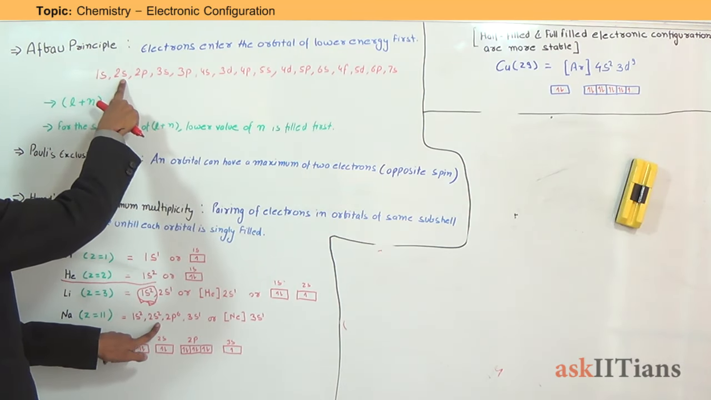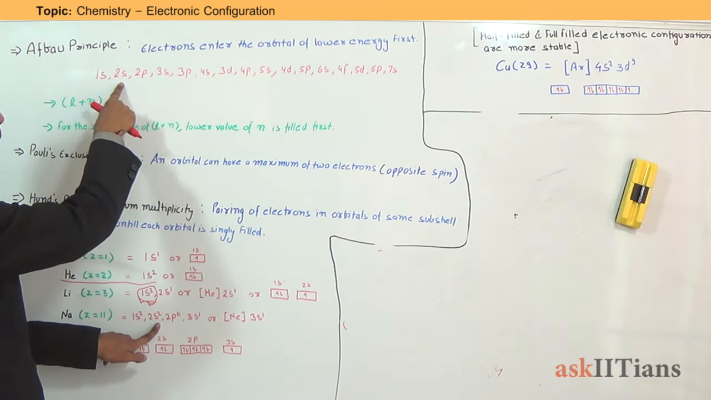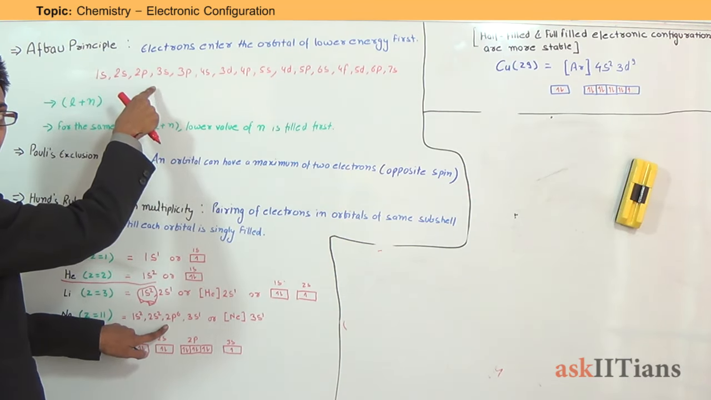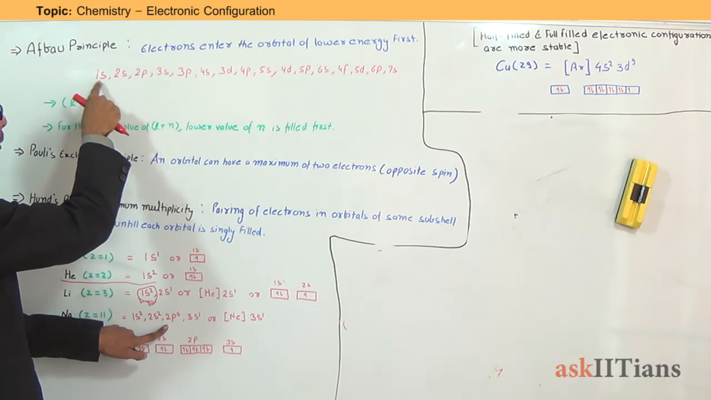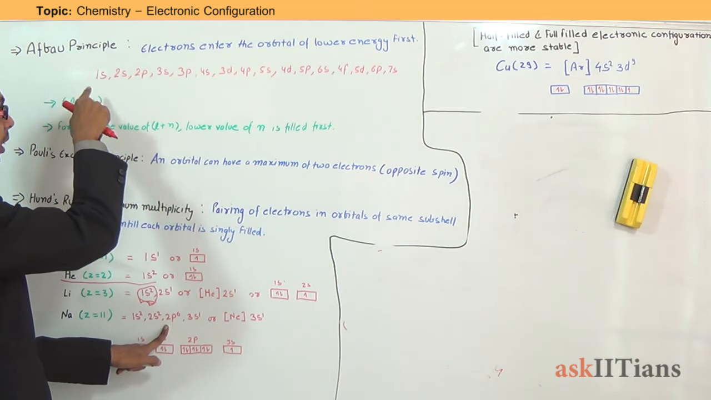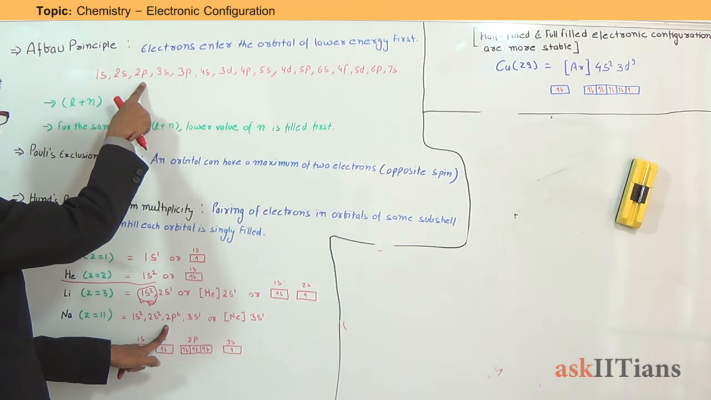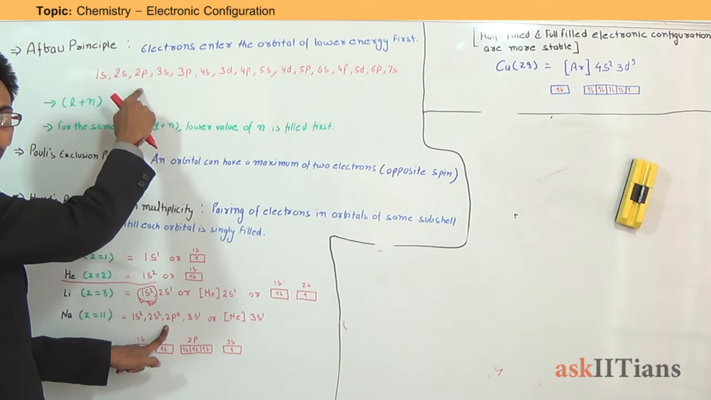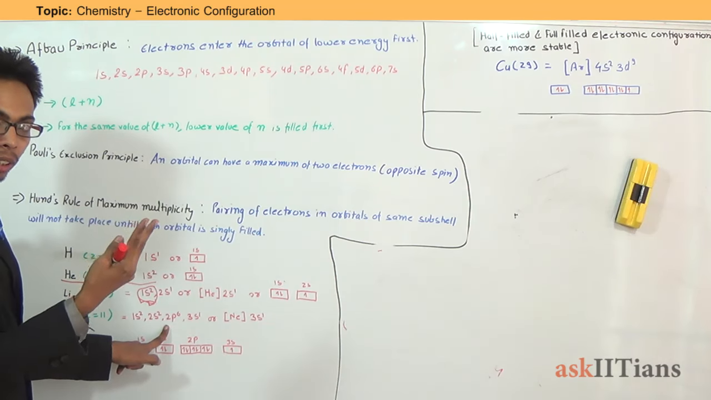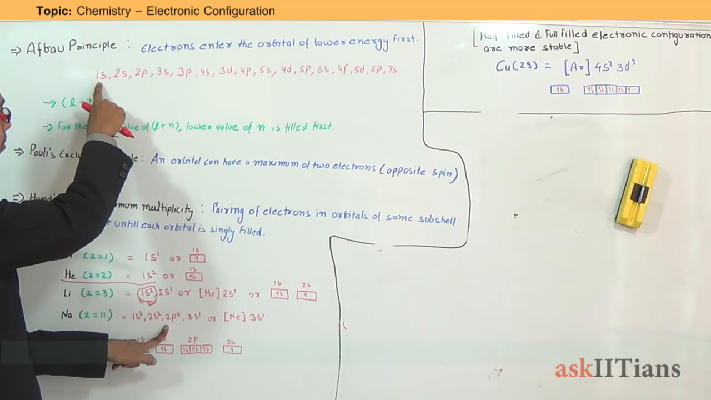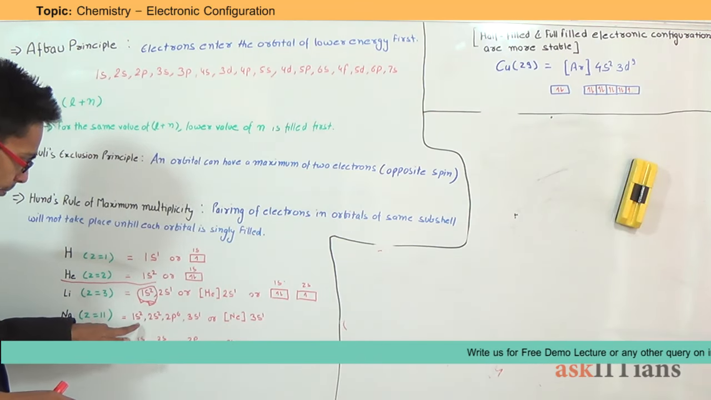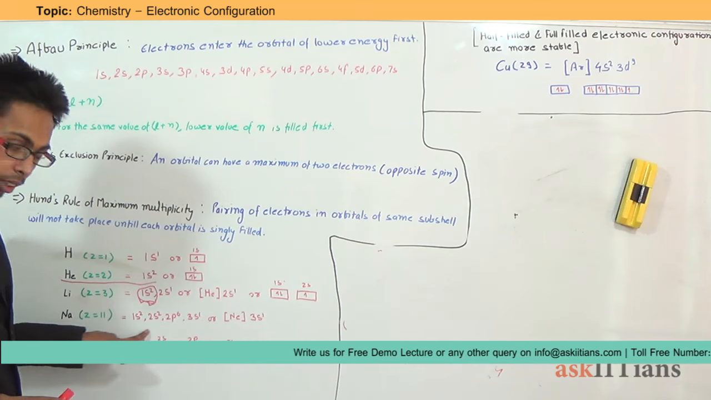For sodium, we write 1s2, then 2s2, after that 2p6. Why 6? Because the p subshell has 3 orbitals, and each orbital contains 2 electrons, so a total of 6 electrons. That makes 2, 2, 6, which is 10, but the total number of electrons is 11, so 1 more goes in 3s. So the electronic configuration is 1s2, 2s2, 2p6, 3s1.